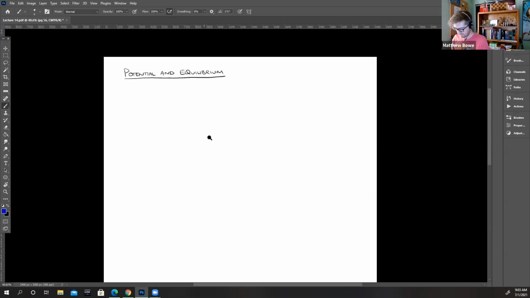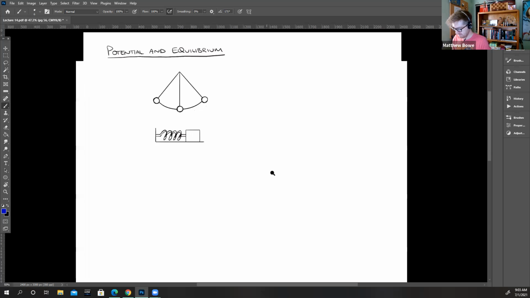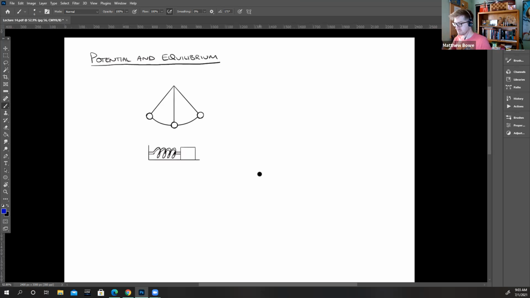Potential and equilibrium. So say we have a pendulum or a spring, like the one from the previous example, and I give either of these a little bit of a push. Actually, before I even give them a push, I just drew three separate pictures for this pendulum up here. So 1, 2, 3. Say I have these things and they're stationary. They'll be sitting at their equilibrium position.